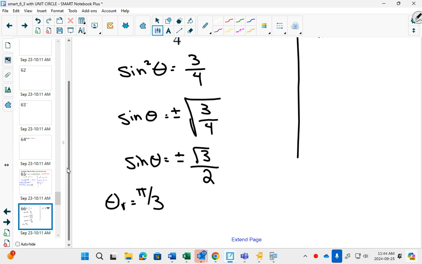And then for your answers, since it's plus or minus, it's all 4 quadrants. And this is why you would lose, each of those answers is worth half a mark. So if you forgot the plus or minus, you would miss 2 of the answers and lose a whole mark in this situation.